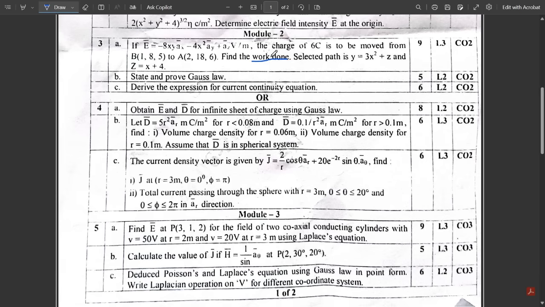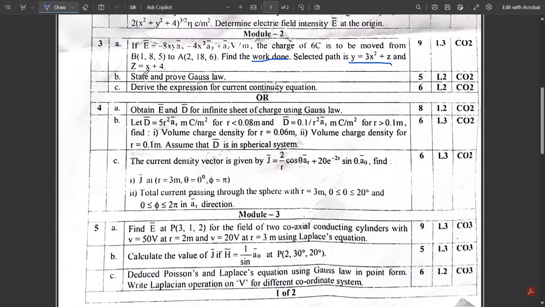So we have a direct formula for work done. The selected path is y equal to 3x square plus z, and z is equal to x plus 4. They have given two selected paths of traveling from B to A. So this is for point B, and this is for point A. If you understood this question, the direct formula is there, and you could easily be scoring marks here as well.